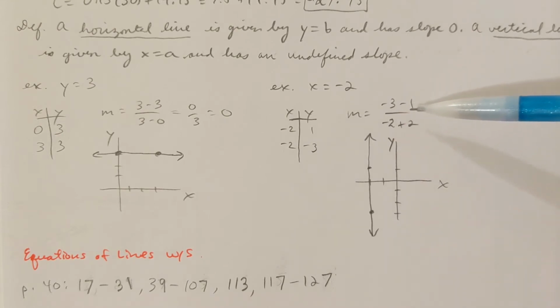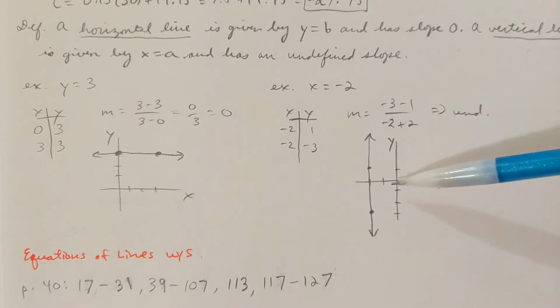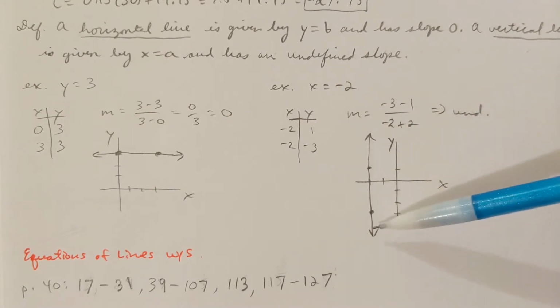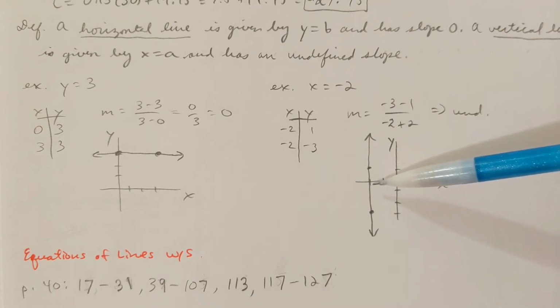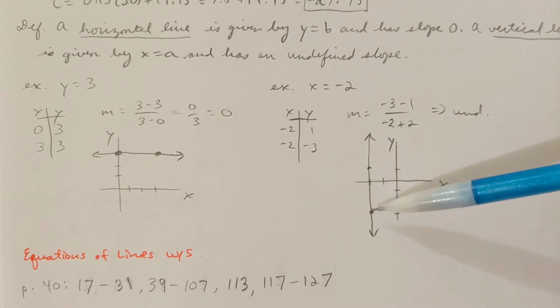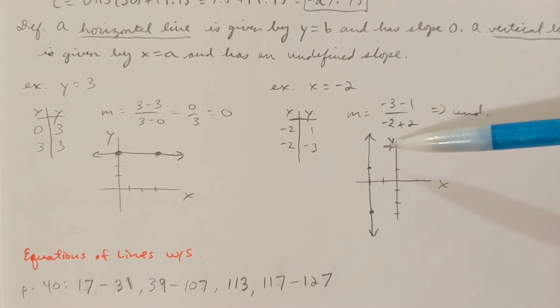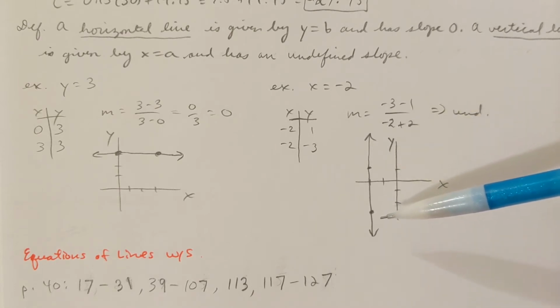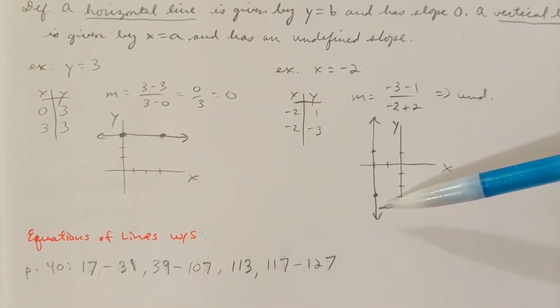So the slope: negative 3 minus 1 divided by negative 2 plus 2, you get negative 4 over 0. It's undefined. What that means to us is that we have a vertical line, and here are the 2 points, (-2, 1) and (-2, -3). y can be anything, doesn't matter. x is always negative 2. So I end up getting this vertical line, which has a slope that is undefined.